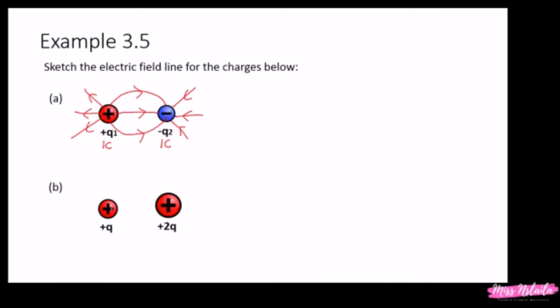For B, we have two positive charges, positive Q and positive 2Q. Let's say this is Q1, this is Q2. Q2 has greater magnitude compared to Q1. So, you can sketch it like this. Based on the number of electric field lines, we can see that Q2 has double the magnitude compared to Q1.